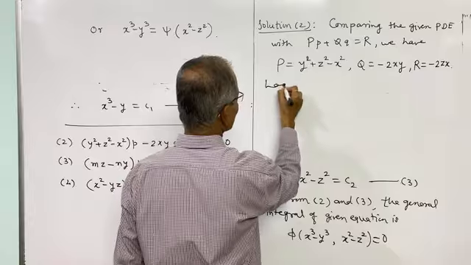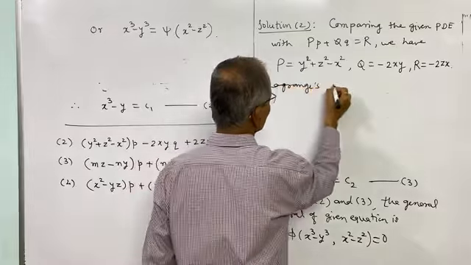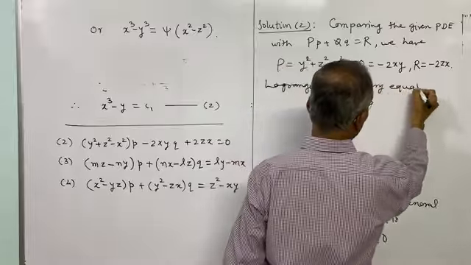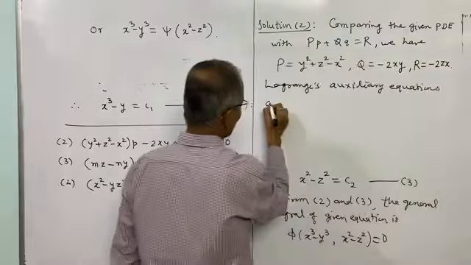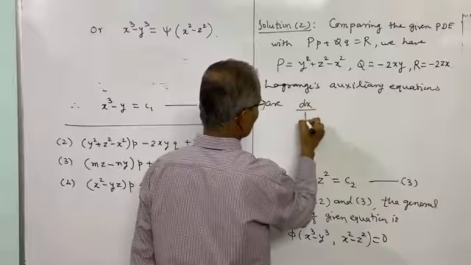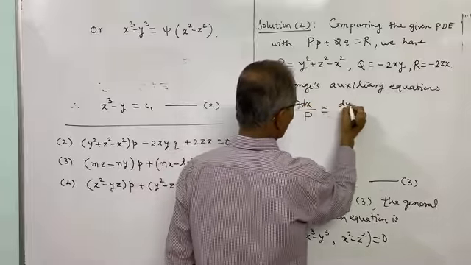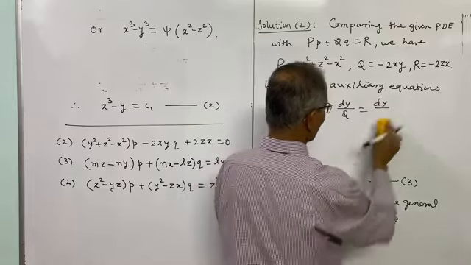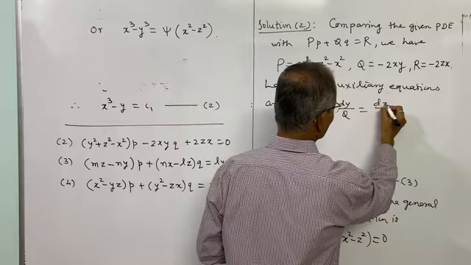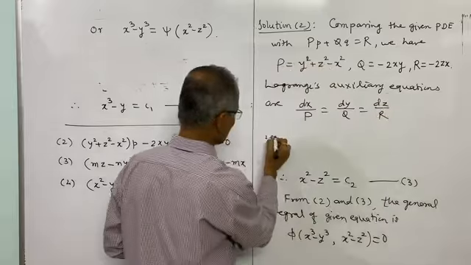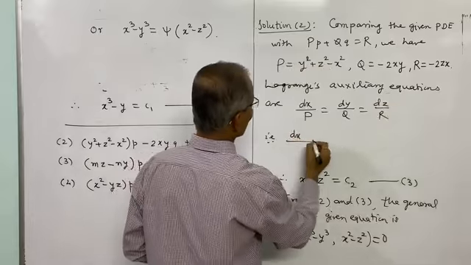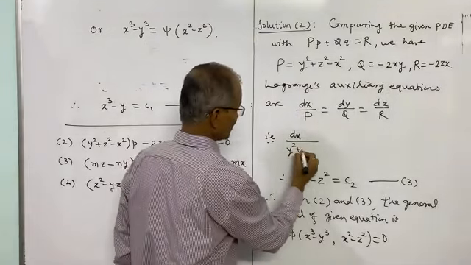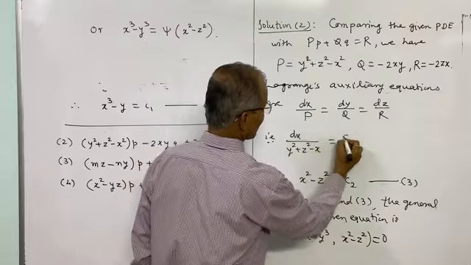Lagrange's auxiliary equations are, and we know that, dx divided by capital P, dy divided by capital Q, and dz divided by capital R. That is, dx upon, put the values of capital P, Q, R. So it is y square plus z square minus x.